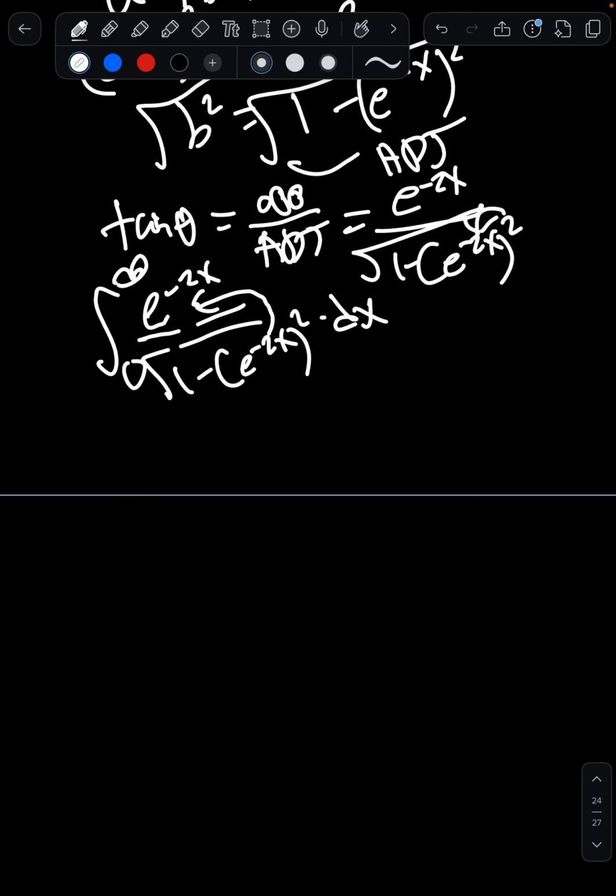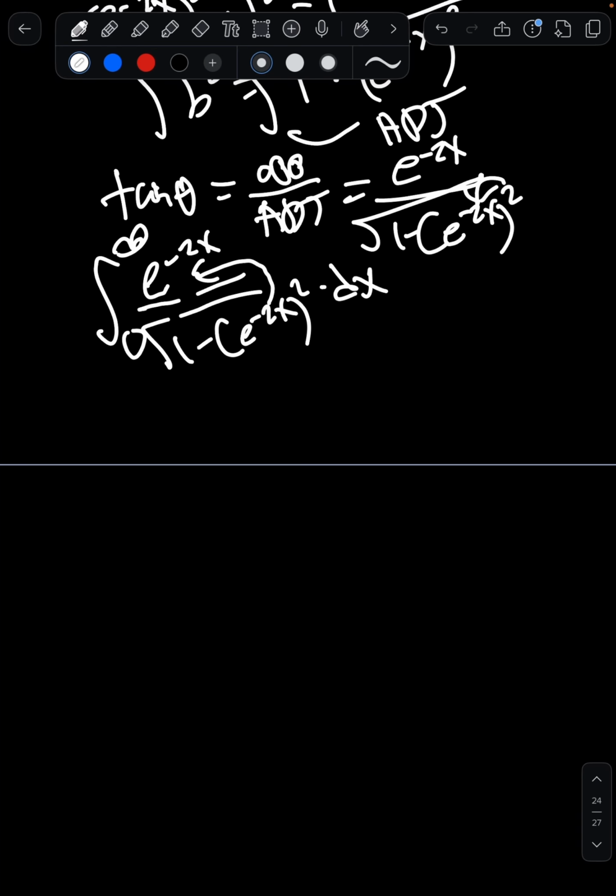Now before we do that, remember, this is an improper integral. Remember how I told you that an improper integral has either infinity in one of the bounds or the function is undefined. If you look at this function, we have infinity in the upper bound, right? So we need to rewrite it as a limit. Let's rewrite it as the limit as t approaches infinity of the integral from 0 to t.